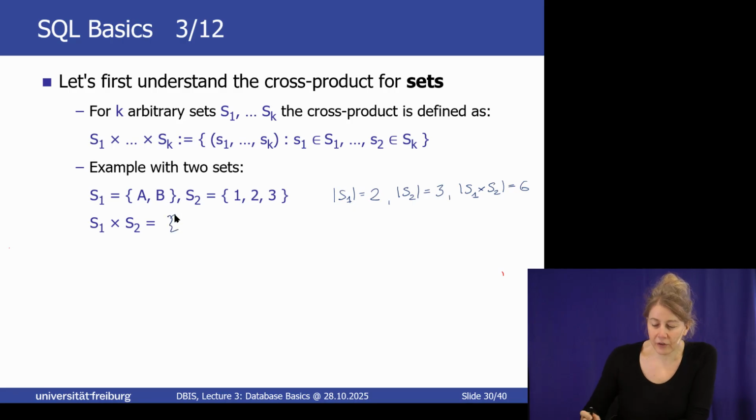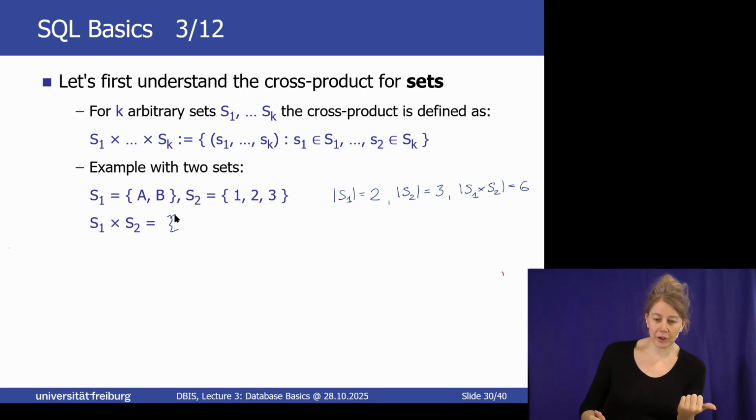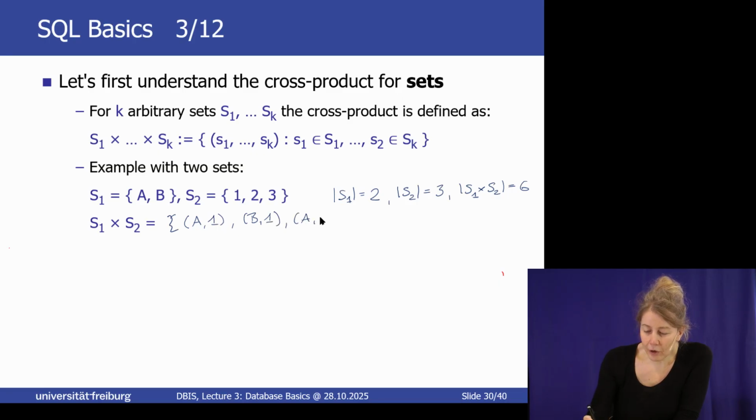It's also a set. And it's just a set which now contains all pairs where the first component is from the one set and the second is from the second set. So let's just do, it's a set, so the order does not matter. Let's just do A1, B1, that's a cross product. Let me write this funny thing here. Now I do A2, B2, and now I do A3, B3. That's the cross product. It's really quite simple.